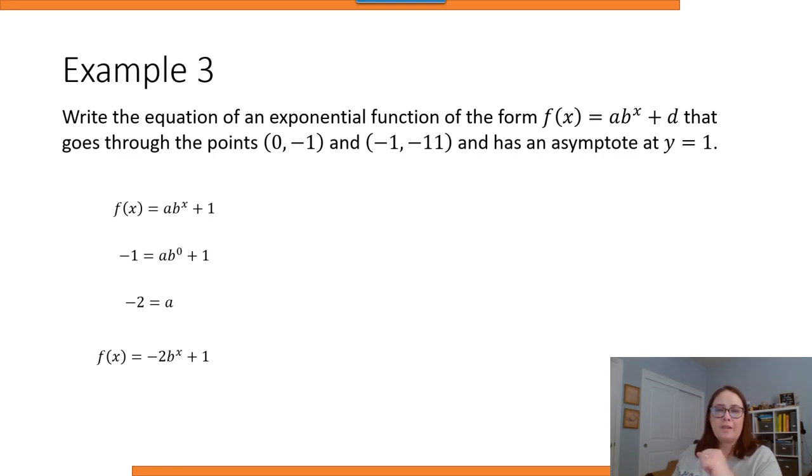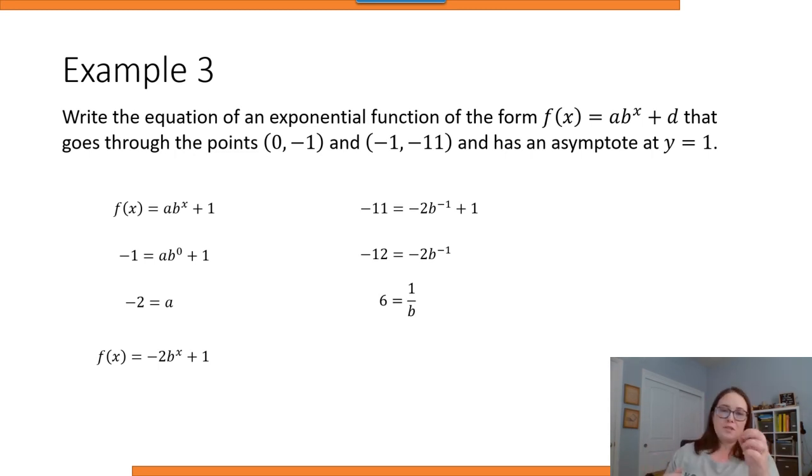So I've got 1 point I haven't used yet. I'm going to plug in (-1, -11). So -11 equals -2 times b to the -1 plus 1. If I subtract 1 over, I get -12 equals -2 times b to the -1. And then I'm going to divide by -2. And at the same time, I'm going to write that b to the -1 as 1 over b. For me, it just makes it a little easier to solve it this way. So I have 6 equals 1 over b.